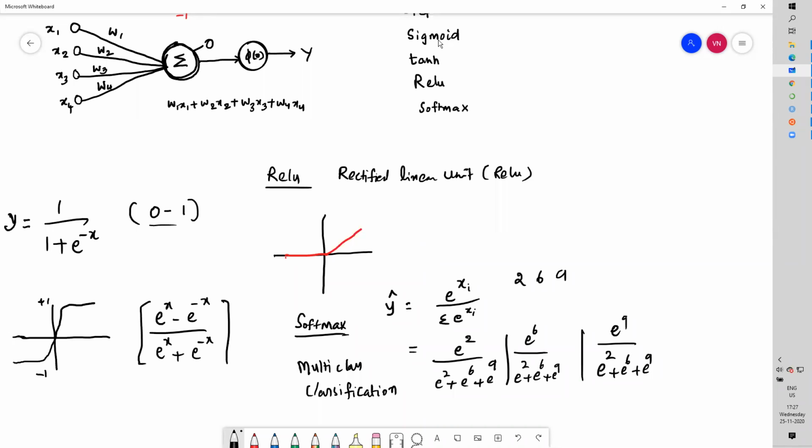Feel free to post the questions because this is the interesting piece of the entire neuron, the perceptron. If you understand this, then we can easily understand the other aspects of it.